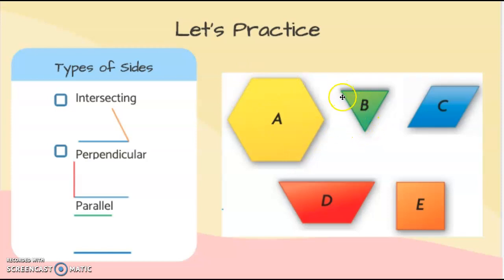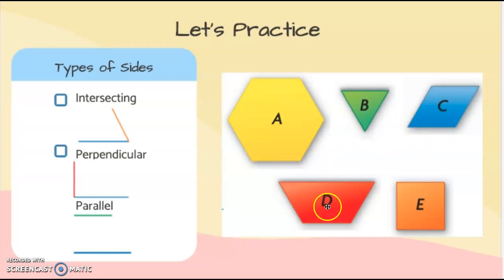Let's look at B. Well, if I trace this side and go across, oh, there's no side across from it that's going to be parallel. This shape does not work. This is just intersecting. Let's go to C. Let's start at this side. Now we go across. Oh, look, this one has parallel sides too. So letter C and letter A both have intersecting sides and parallel sides.